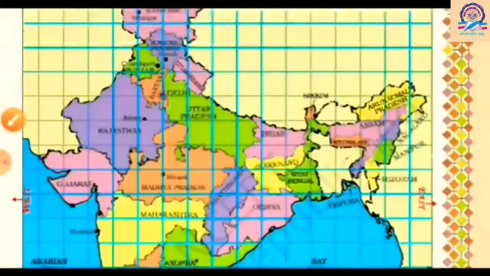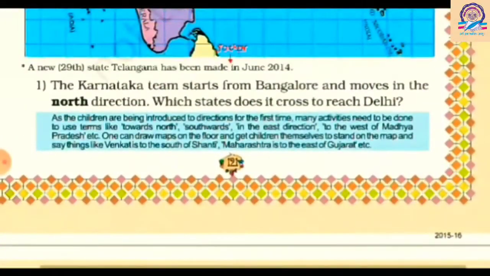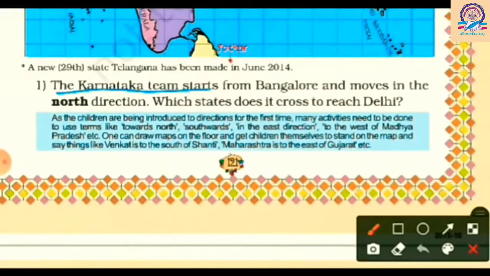Now let's see what the questions based on this map are. Question number 1 is, the Karnataka team starts from Bangalore and moves in the north direction.